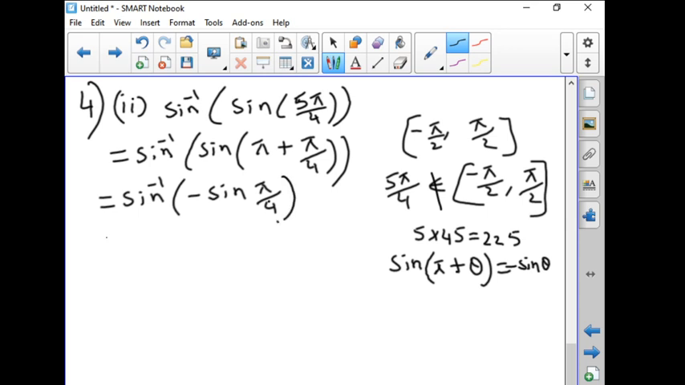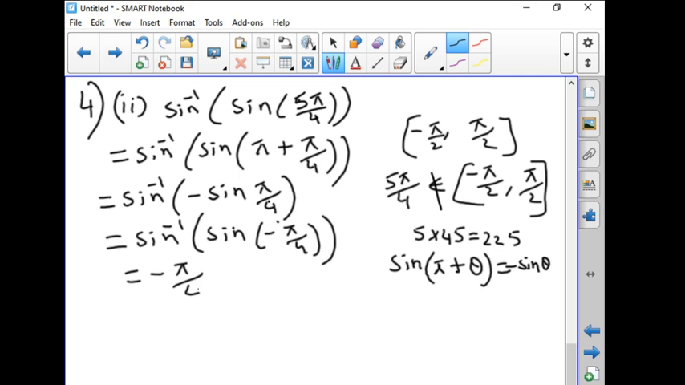Okay, minus sin pi by 4. We can also write it as sin inverse of sin of minus pi by 4, because sin of minus theta is minus sin theta. Now sin inverse and sin get cancelled. So what do we get? It is equal to minus pi by 4.